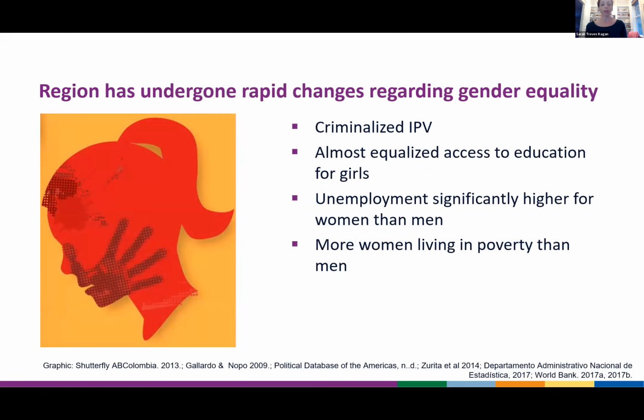The region has simultaneously undergone rapid changes regarding gender equality. In the 90s, both Ecuador and Colombia made IPV legal and have signed onto several international treaties to prioritize ending violence against women. The country has also made enormous progress in equalizing access to education for girls. However, significant gender inequality still exists. For example, women are significantly more likely to be living in poverty, be unemployed, and not have access to resources compared to men.